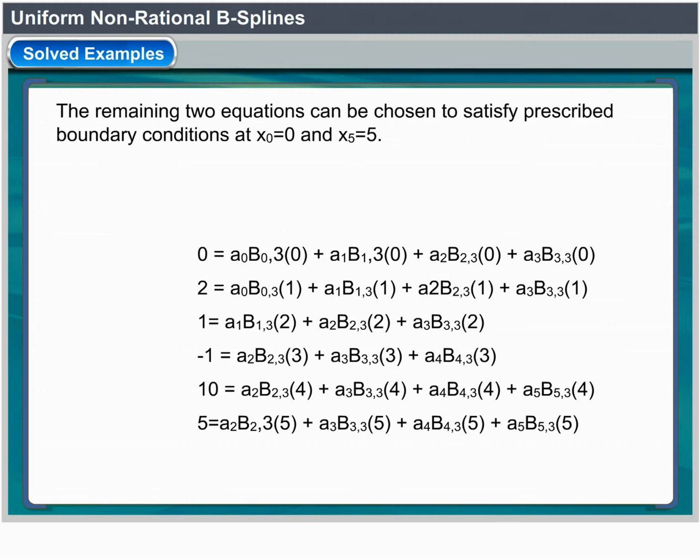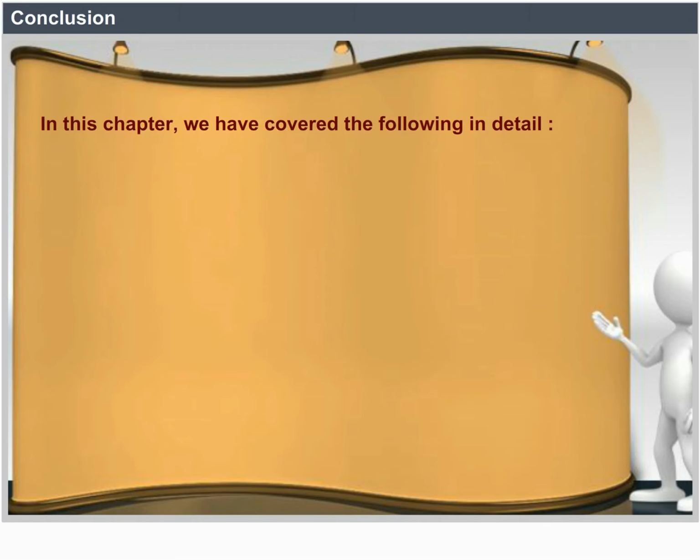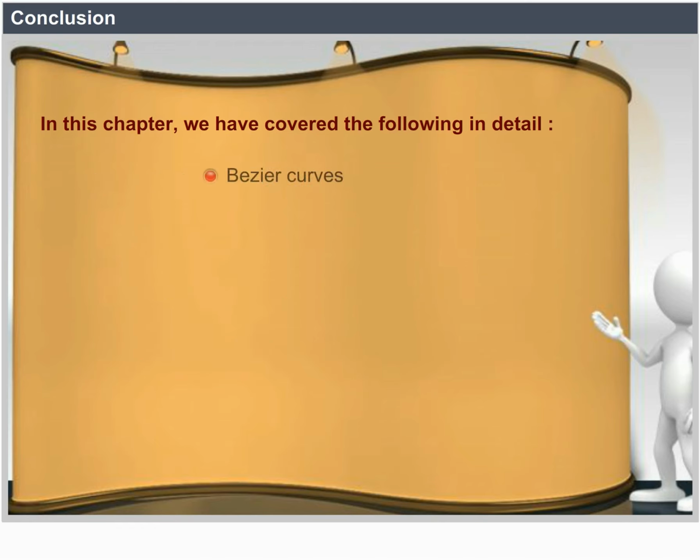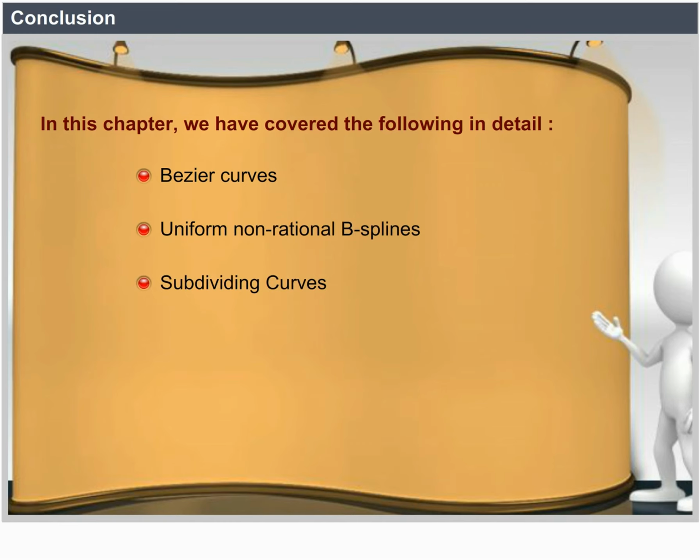Conclusion. In this chapter, we have covered the following in detail: polygon meshes, representing polygon meshes, consistency of polygon mesh representations, plane equations, parametric cubic curves, Hermite curves, Bezier curves, uniform non-rational B-splines, subdividing curves, drawing curves, comparison of the cubic curves, parametric bicubic surfaces.